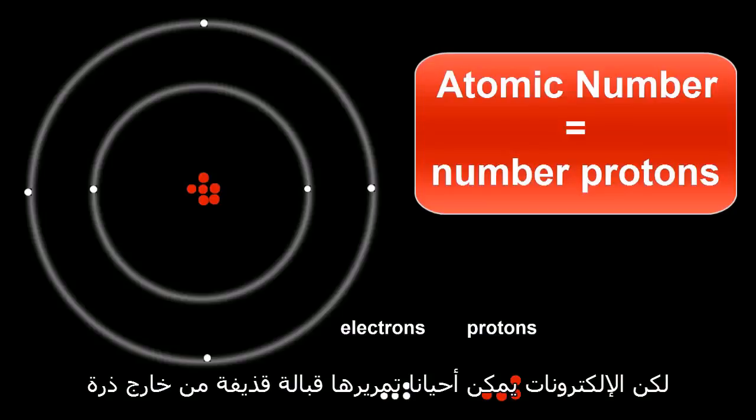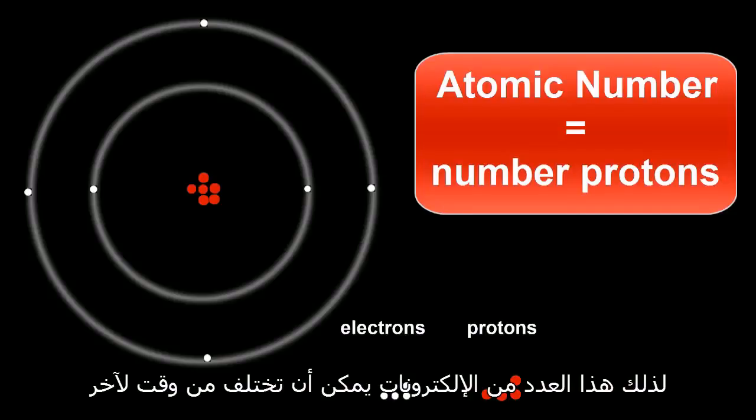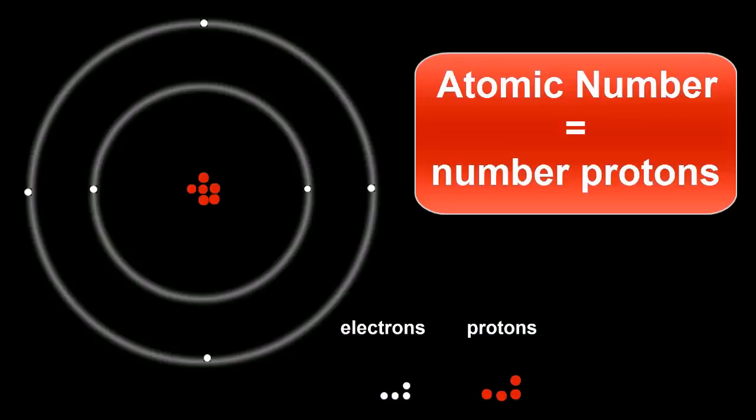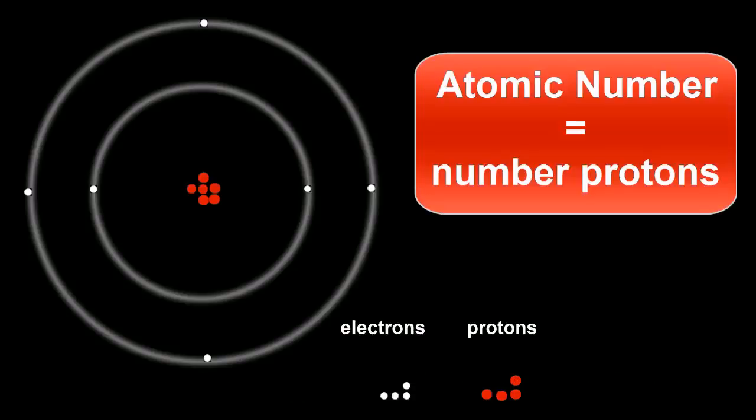However, electrons can sometimes be swiped off the outside shell of an atom, or an atom may grab an extra electron or two. So this number of electrons can vary from time to time. Protons live in the nucleus, which is locked away from the outside world, and their numbers don't vary, usually. This is a better definition.